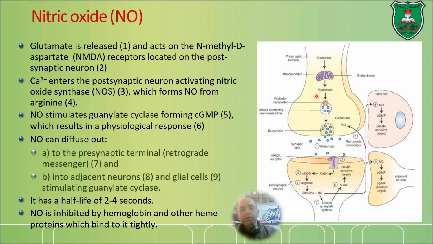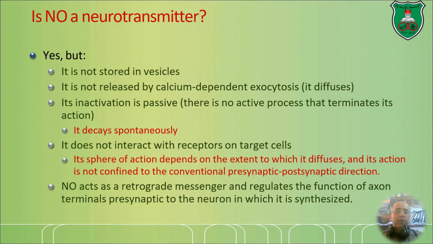طيب السؤال هو, is nitric oxide a neurotransmitter? And the answer is yes, ولكن pay attention إنه it is not stored in vesicles, it is not released by calcium-dependent exocytosis, its inactivation is passive. يعني ما في active process مثل ال reuptake. لا, هو diffusion via the plasma membrane. It decays spontaneously by itself.